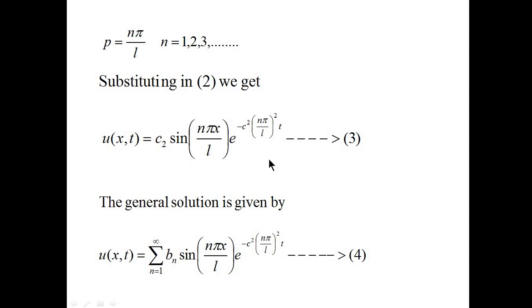Since n is equal to 1, 2, 3, etc., we get many solutions like equation number 3, and the general solution is obtained by adding all those solutions. So we have found the sum of all those solutions, where c2 is now replaced by the constant Bn. Now remember this is our equation number 4 and this is the general solution we have obtained by substituting both the boundary conditions 1 and 2.